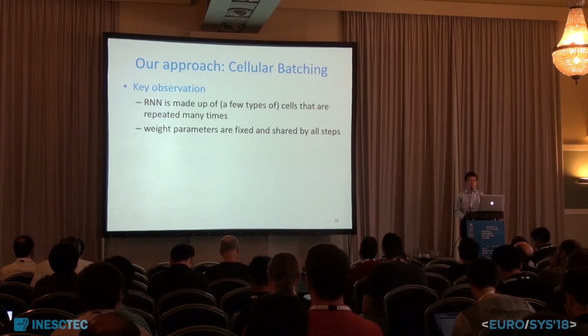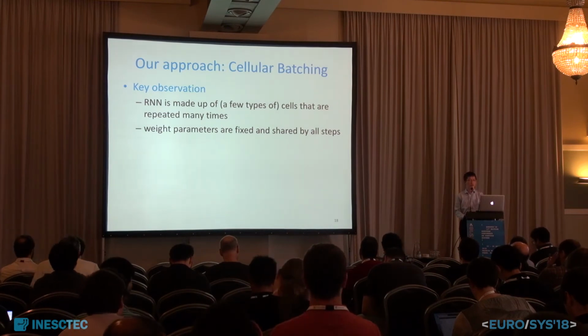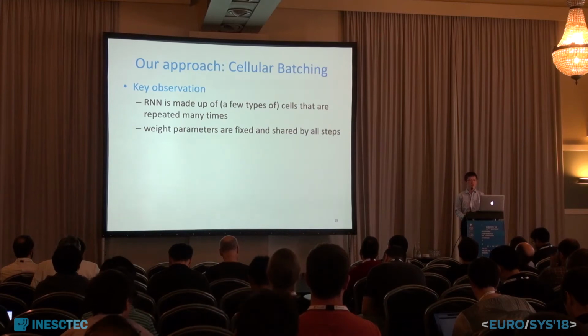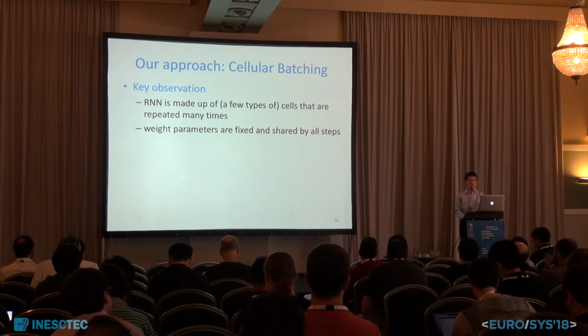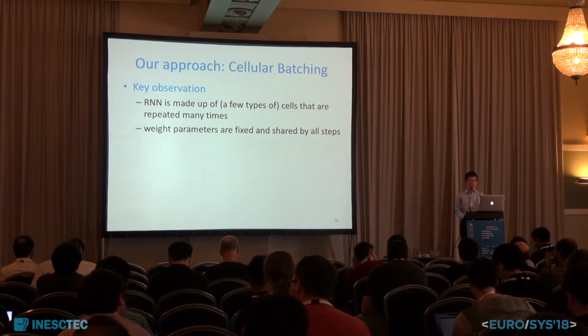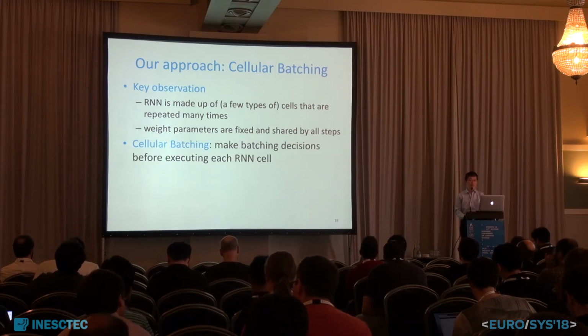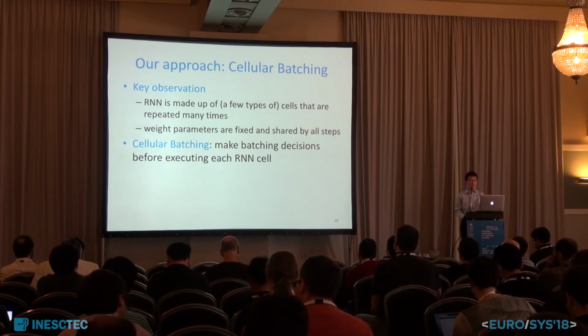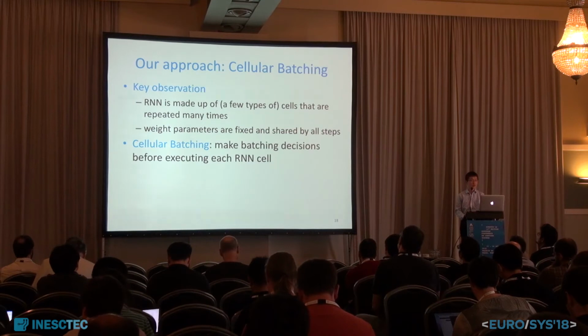Our key observation here is that a recurrent neural network is made of cells that are repeated many times. The weight parameters are fixed and shared by all steps during inference. This unique property of RNN inference opens up more batching opportunities. Cells from different requests can be batched together even if they are at different time steps. Therefore, instead of making batching decisions before executing requests, cellular batching makes batching decisions before executing each cell step and allows requests to join and leave execution whenever needed.